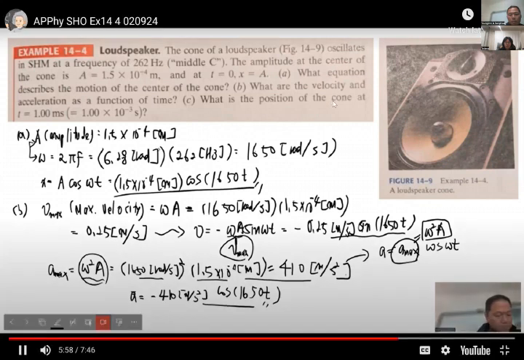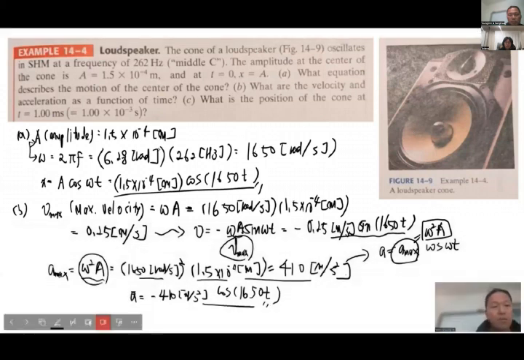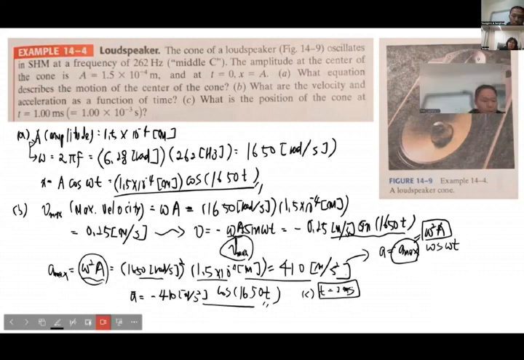Okay. Number C, what is the position of the cone at t equals 1 millisecond? So that's C, now plug this t of 1 millisecond into the displacement equation of simple harmonic oscillator. So let's plug that. The formula of the simple harmonic oscillator displacement is A cosine omega t.